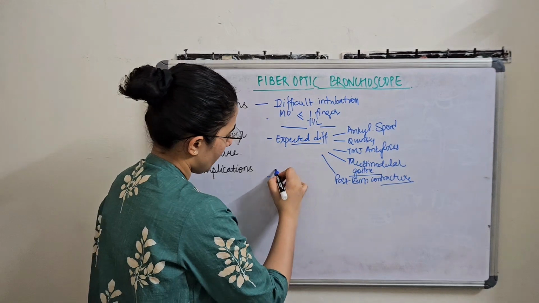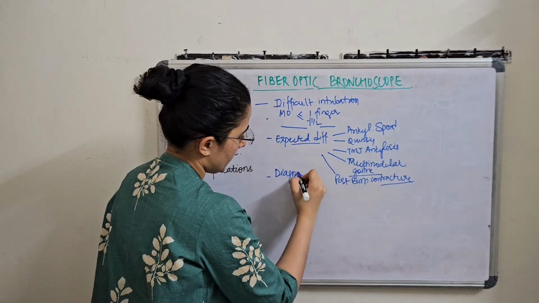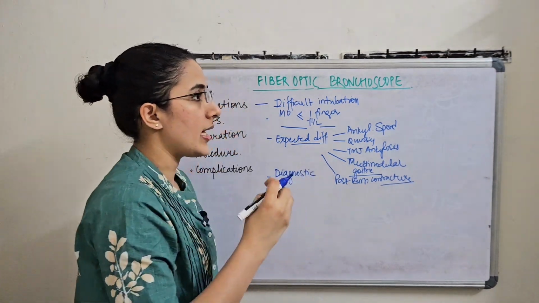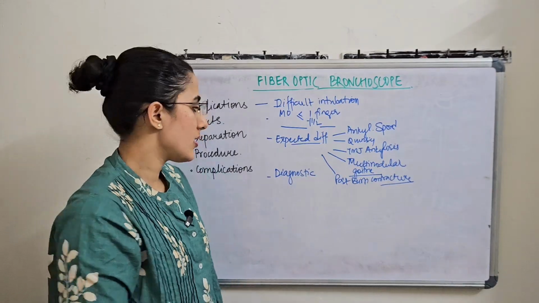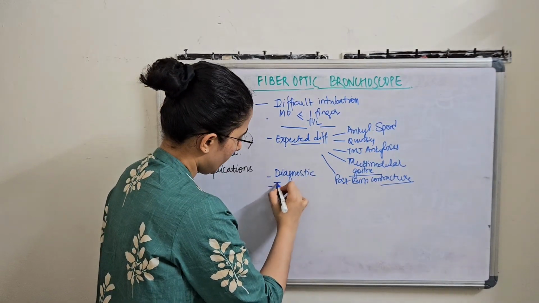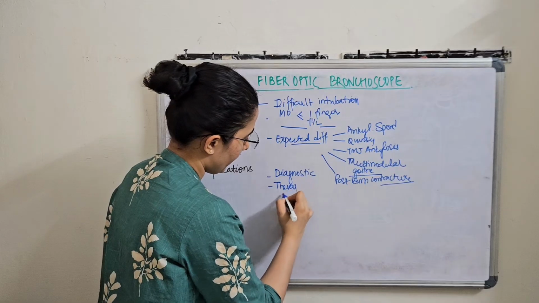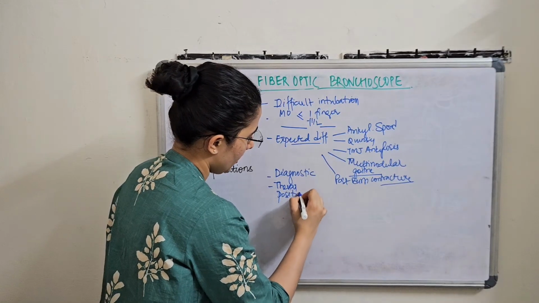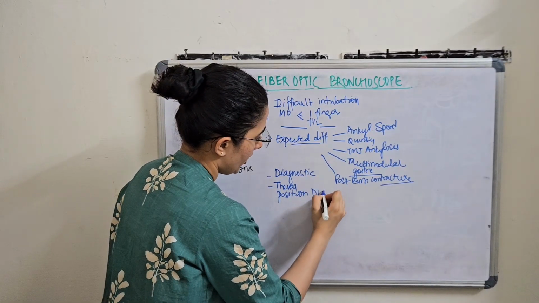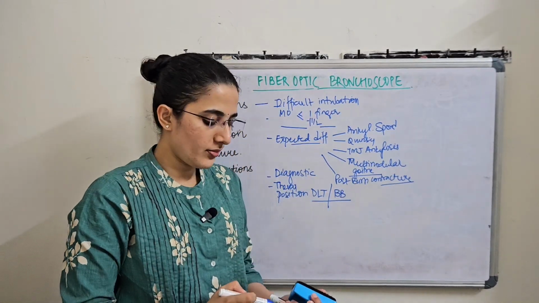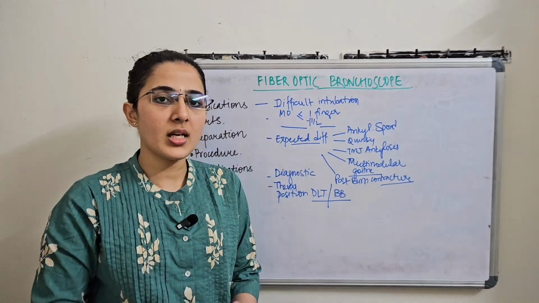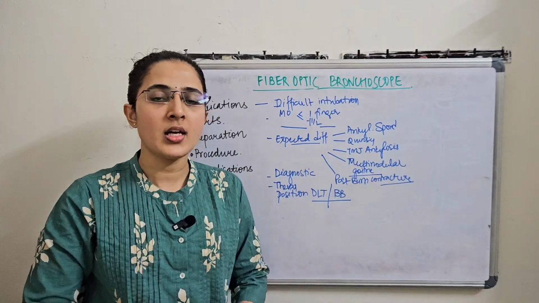One more use is for diagnostic purposes, for identifying some lesions within the airway tract, or for therapeutic purposes, that is basically for the positioning of a double lumen tube or a bronchial blocker. So these are some of the uses of the FOB that we use in everyday life.